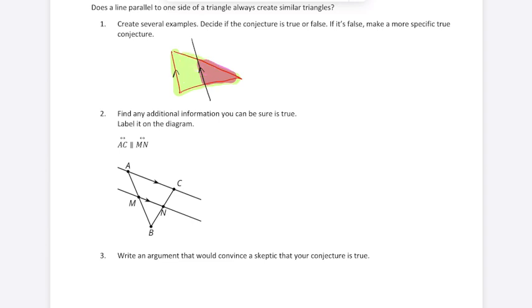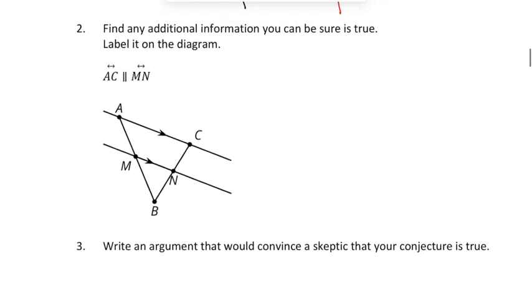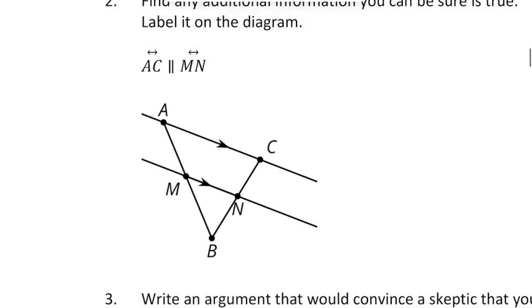Or you could have drawn that line outside. If you have a triangle, you could have drawn that parallel side outside. There's a lot of different ways you could have drawn it. To decide if the conjecture is true or false, I guess it depends where you're drawing the line. If we move down to number 2, find any additional information you can be sure is true, label it on the diagram. This could be one of the triangles you drew above.